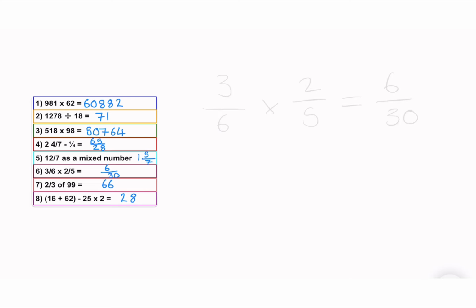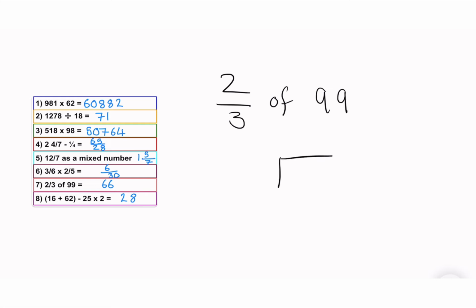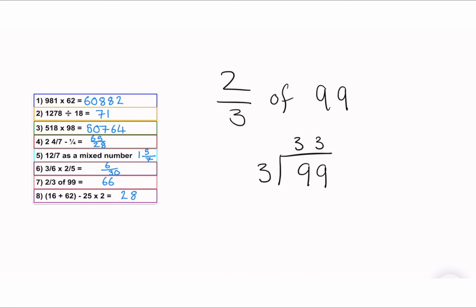Question 7 is 2/3 of 99. Well, remember downstairs, denominator, divide. So I'm going to divide 99 by 3, which is my denominator. So how many 3s into 9? 3. How many 3s into 9? 3. So that's 33. Now I take my answer, which is 33, and times that by my numerator. So 33 times 2 is 66. So 2/3 of 99 is 66.